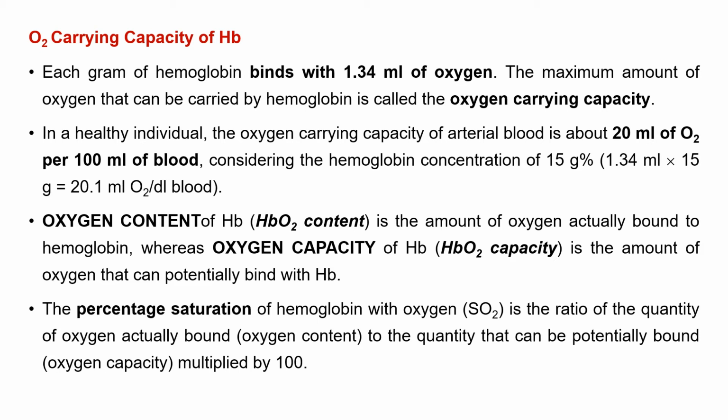Oxygen content of hemoglobin is the amount of oxygen actually bound to hemoglobin, whereas oxygen capacity of hemoglobin is the amount of oxygen that can potentially bind with hemoglobin. The percent saturation of hemoglobin with oxygen is the ratio of the quantity of oxygen actually bound to the quantity that can potentially be bound, multiplied by 100. Okay.